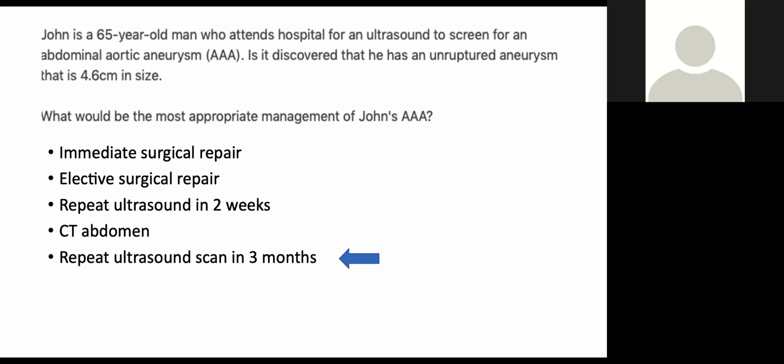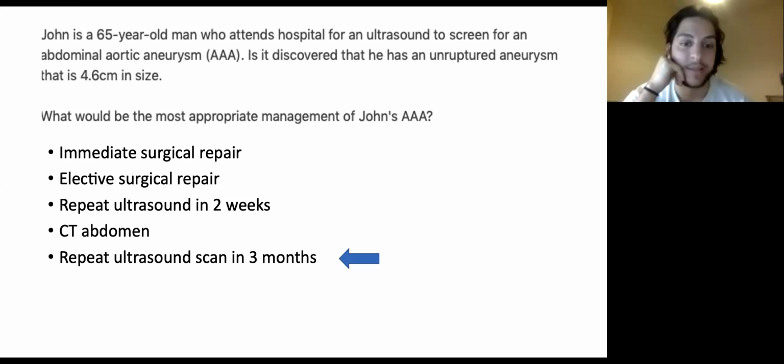I think on that slide, it said above 4.5, you do 3 months. And then if it's less than that, it's a year. Yeah, perfect. That's absolutely right. So 3 centimeters to 4.4 centimeters is annual ultrasound scan, and then 4.5 to 5.4 is 3 monthly, and then 5.5 and above they need surgery. So that's absolutely spot on. Well done. And we've got a few more questions.